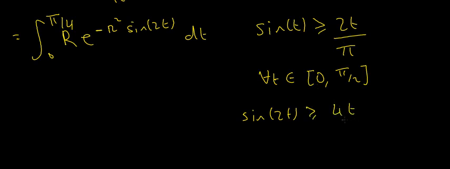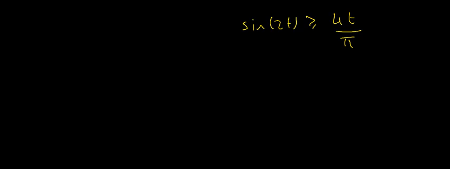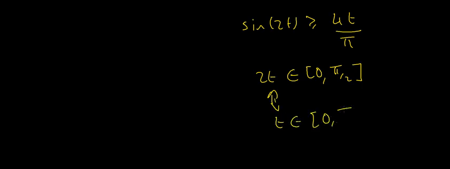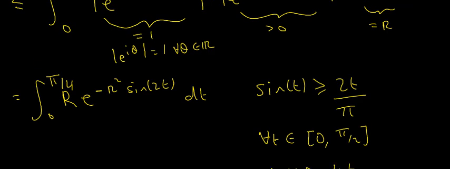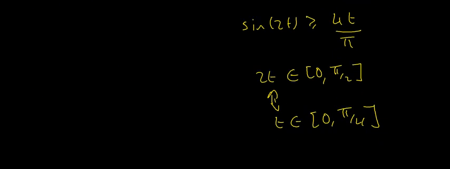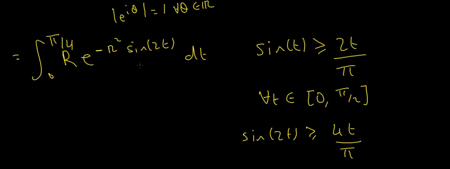That's 4t, not 40, divided by pi. And my inequality holds for t belonging to the interval from 0 to pi over 2. So in other words, it holds for 2t belonging to the closed interval from 0 to pi over 2, but that's equivalent to saying that t belongs to the closed interval from 0 to pi over 4. So if I look at my region of integration, it's from 0 to pi over 4, so my inequality is valid and I can use it at any point in this interval.